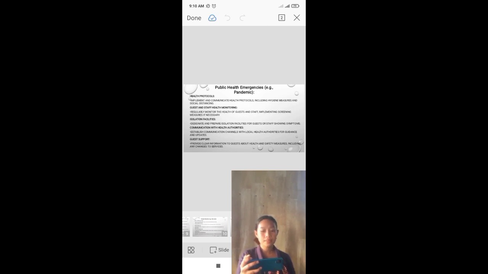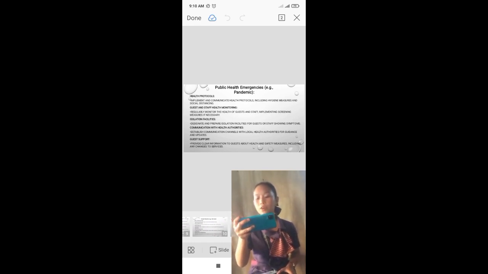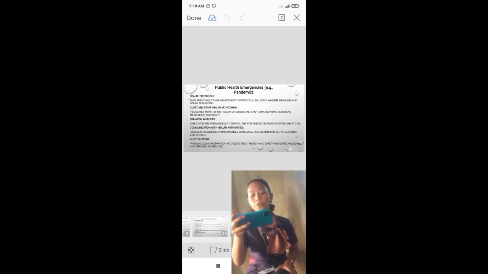Public health emergencies. Health protocols: implement and communicate health protocols, including hygiene measures and social distancing. Guest and staff health monitoring: regularly monitor the health of guests and staff, implementing screening measures if necessary. Isolation facilities: designate and prepare isolation facilities for guests or staff showing symptoms. Communication with health authorities: establish communication channels with local health authorities for guidance and updates. Guest support: provide clear information to guests about health and safety measures, including any changes to services.